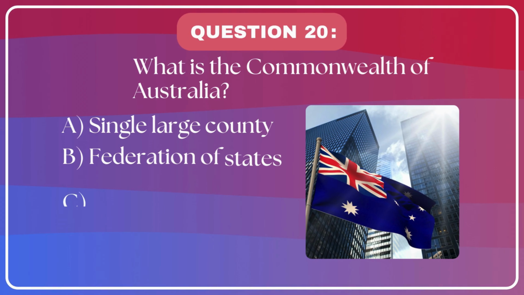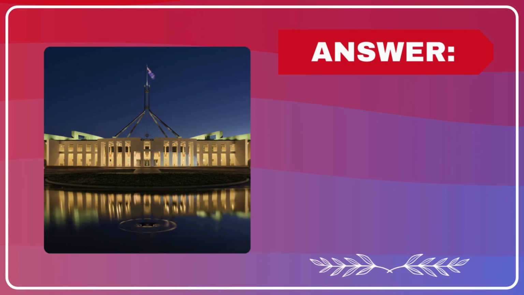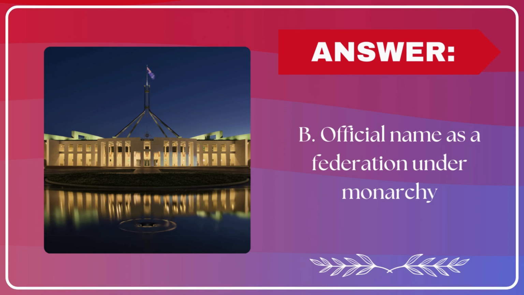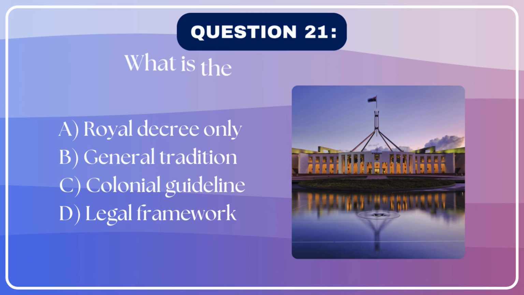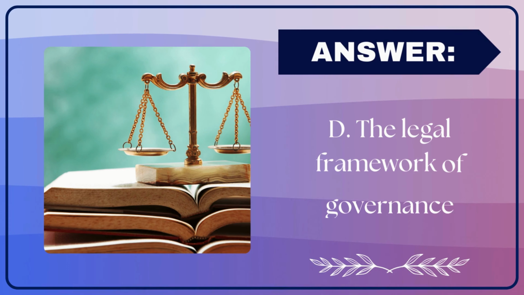What is the Commonwealth of Australia? The official name of Australia as a federation of states under a constitutional monarchy. What is the Australian Constitution? The legal framework for how Australia is governed.